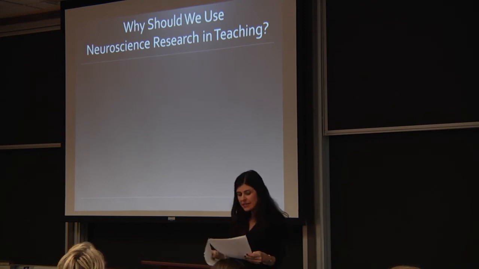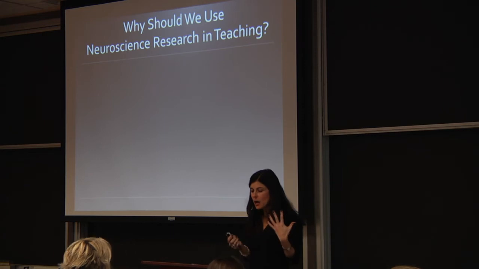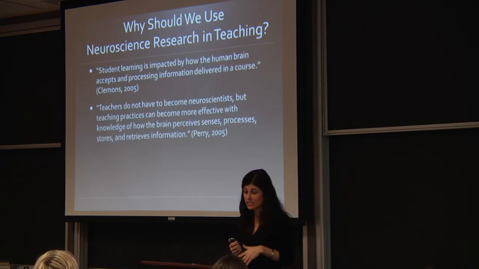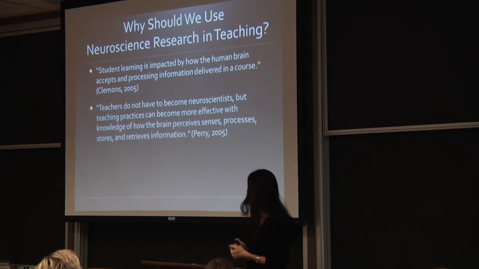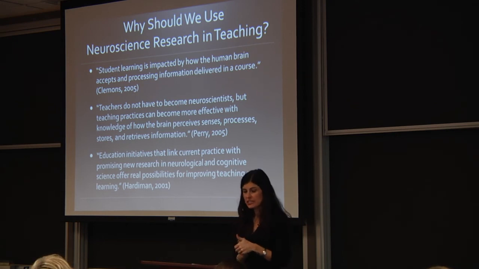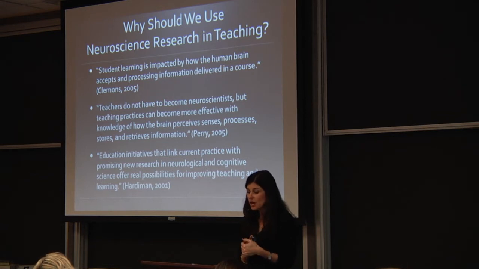To begin, I'd like to start off by reading 3 quotes about the importance of linking neuroscience to our teaching. One researcher says, students' learning is impacted by how the human brain accepts and processes information delivered in a course. Another says, teachers do not have to become neuroscientists, but teaching practices can become more effective with the knowledge of how the brain perceives, senses, processes, stores, and retrieves information. And the last quote, education initiatives that link current practice with promising new research in neurological and cognitive science offer real possibilities for improving our teaching and learning.